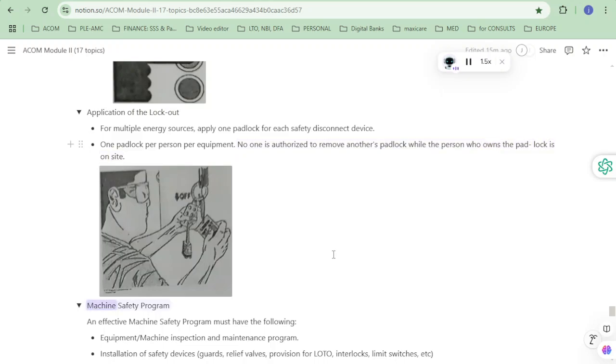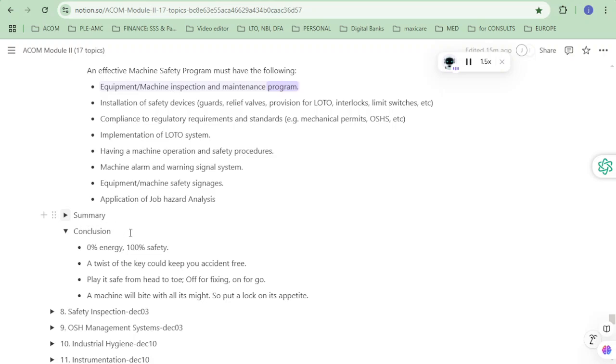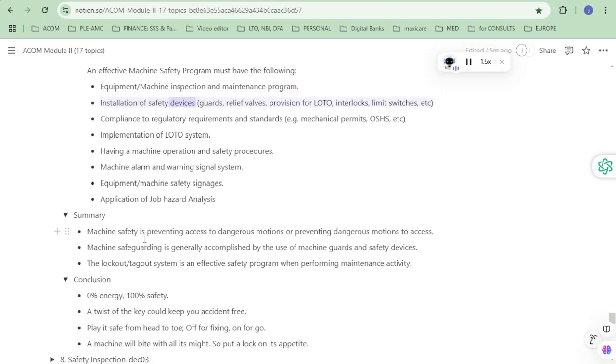Machine safety program. An effective machine safety program must have the following. Equipment/machine inspection and maintenance program. Installation of safety devices, guards, relief valves, provision for LOTO, interlocks, limit switches, etc. Compliance to regulatory requirements and standards, e.g. mechanical permits, OSHS, etc. Implementation of LOTO system. Having machine operation and safety procedures. Machine alarm and warning signal system. Equipment/machine safety signages. Application of job hazard analysis.